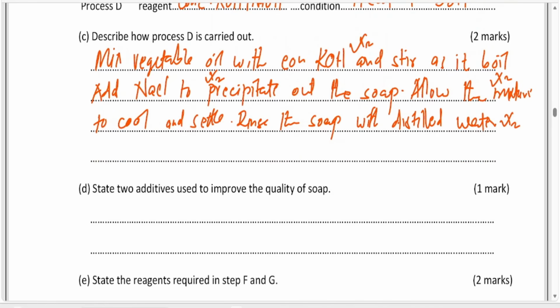Stage 2: additives used to improve the quality of soap. Once you prepare the soap, you can make the soap to be of higher quality. That is by adding perfumes. So one of the additives is perfumes.